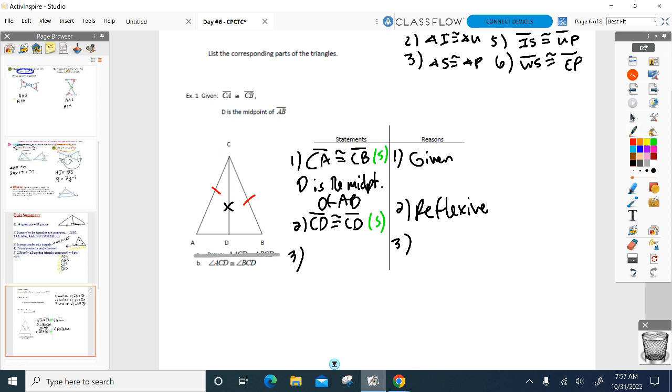AD is congruent to DB. Yep, because it's a midpoint. Perfect. AD congruent to DB, definition of a midpoint. And that gives me another pair of sides. So it looks like I'm good here for the triangles to be congruent.